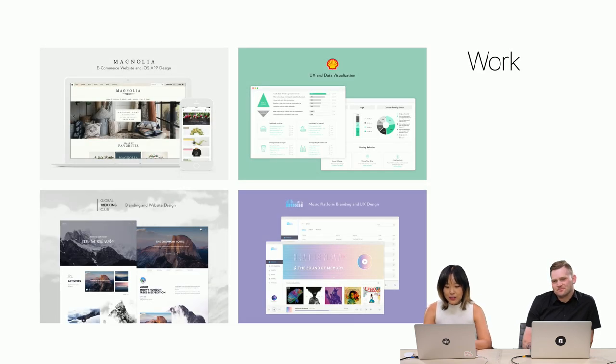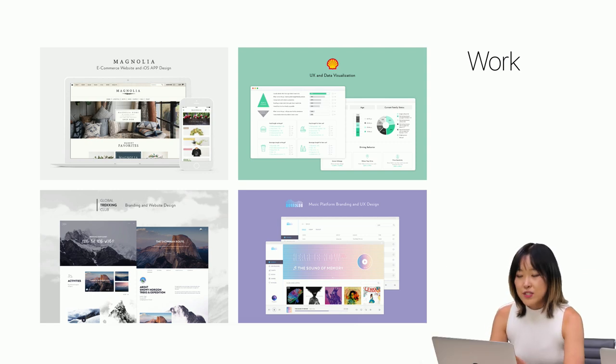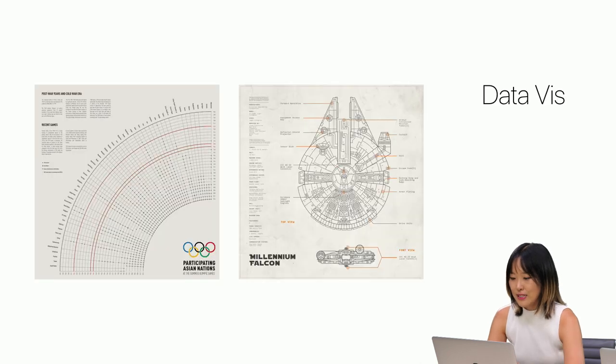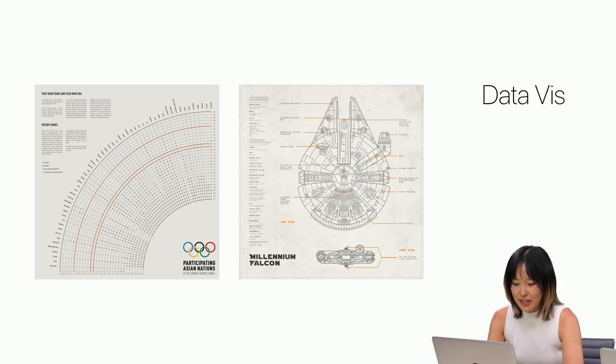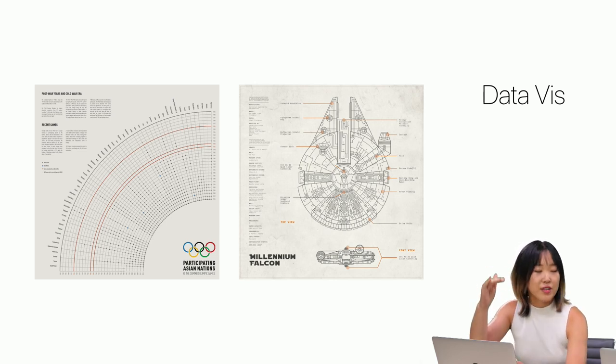Okay, so a little about the work I've done in the first 6 years of my career. I designed websites, mobile apps, desktop apps, and a little bit of branding. But when I got to Parsons, you had the freedom in the world to explore different design areas. So I did some exploration in data visualization. The posters you're looking at on the left are like a million data points. It's participating Asian nations at the Summer Olympic Games through the years.